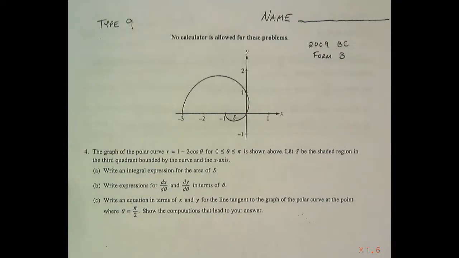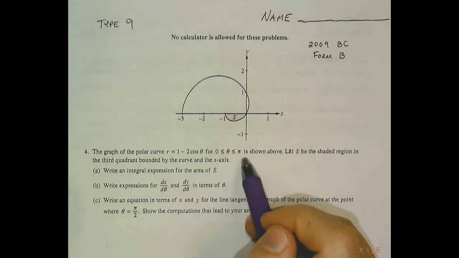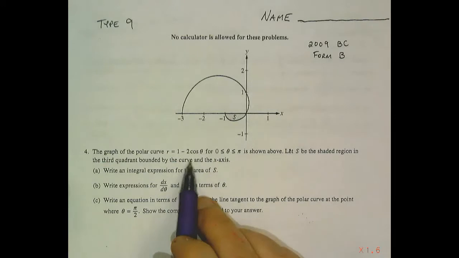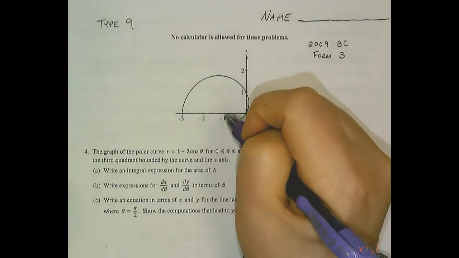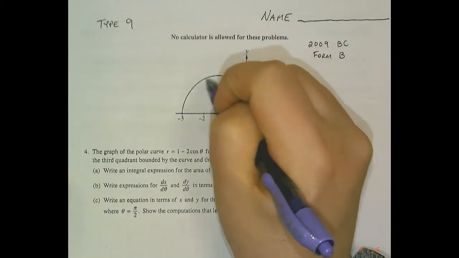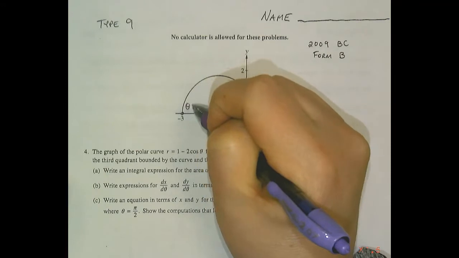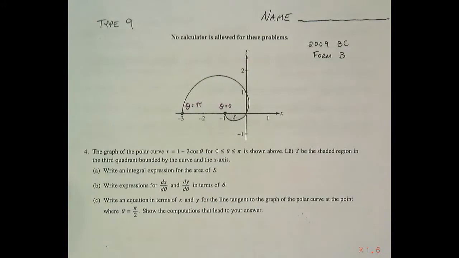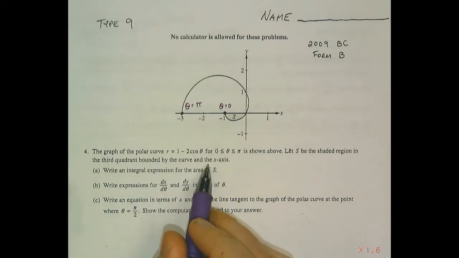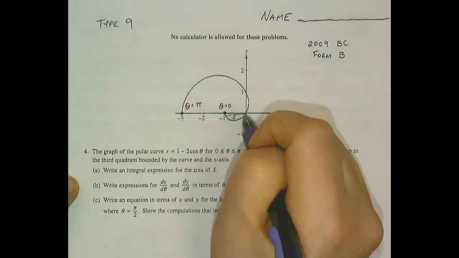The graph of the polar curve r equals 1 minus 2 cosine theta for 0 to pi is shown above. With a little bit of analysis, if you plug 0 in, you'll note that the curve starts there at theta equals 0 and works its way around to this point where theta is equal to pi. Let S be the shaded region in the third quadrant of the curve and the x-axis. So this region right here.